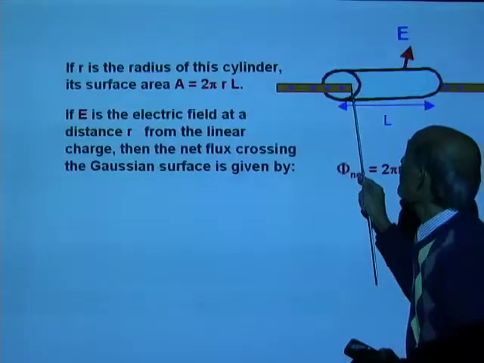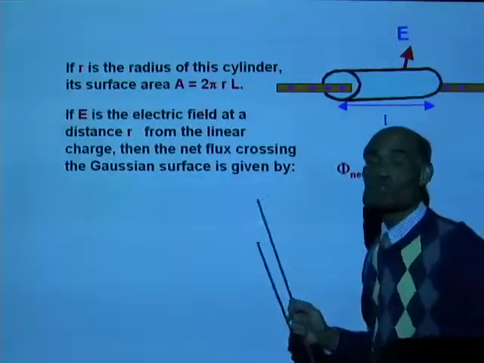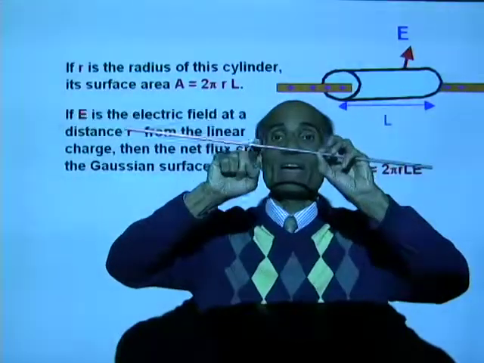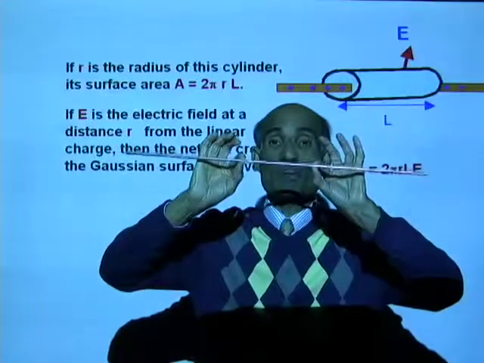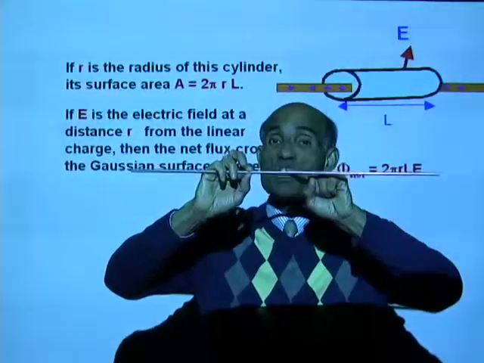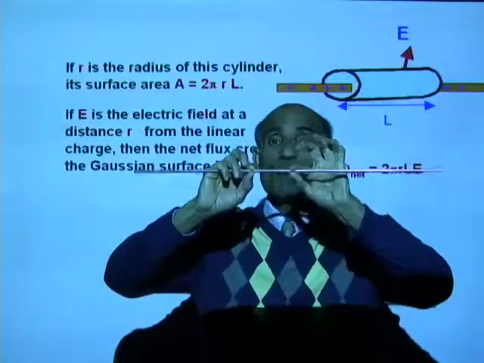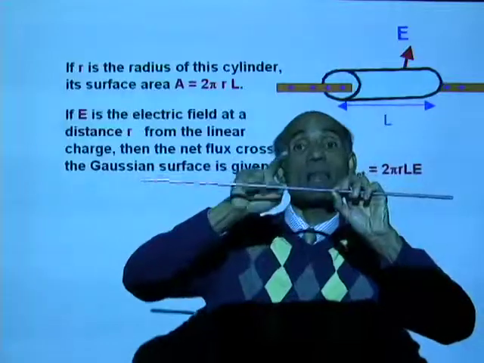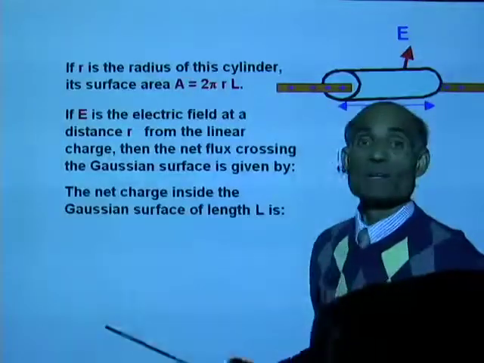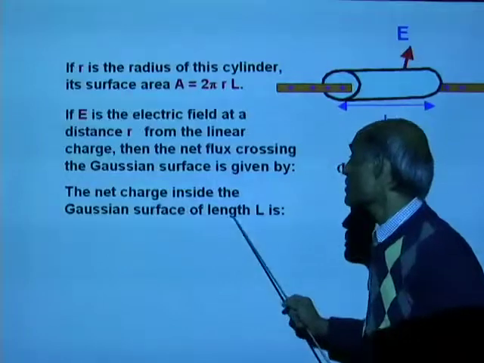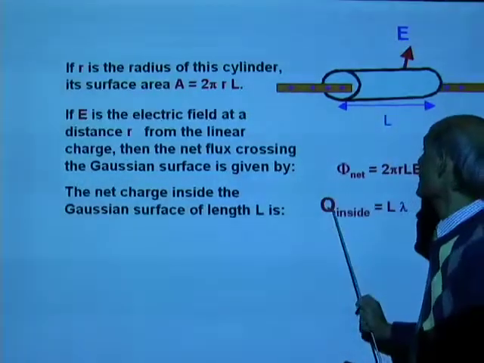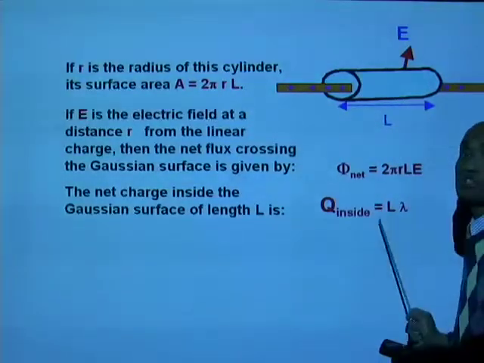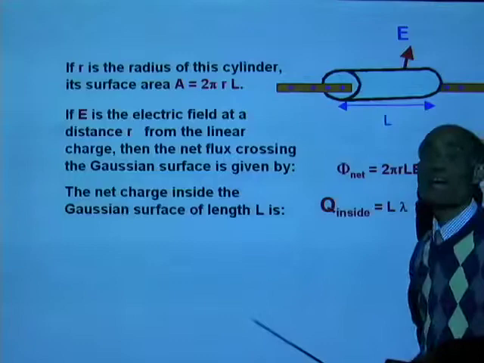Well, we now know the net flux. Now, do we know the amount of charge inside the Gaussian surface? Inside the Gaussian surface we have a length L of the charged object and the linear charge density is lambda. Therefore, what is the amount of charge carried by that length L? It will be L times lambda. The net charge inside the Gaussian surface of length L, Q inside, is L lambda.